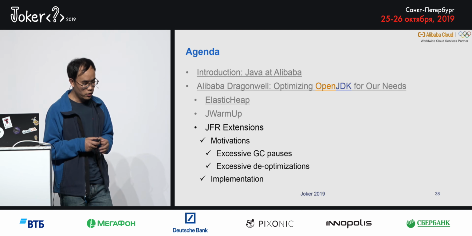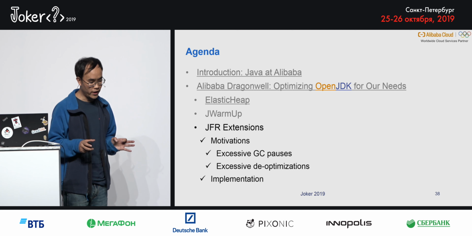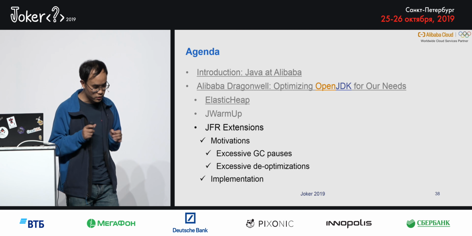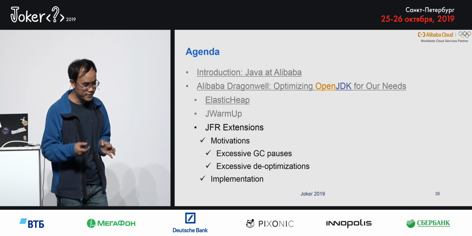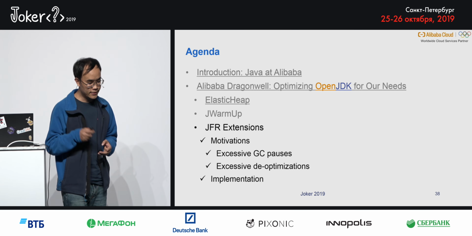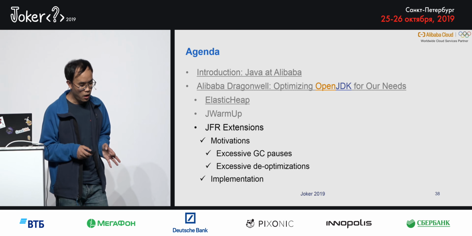How can we resolve excessive GC pause? How can we resolve the excessive de-optimization cost? This is our reason we want to extend JFR to do that. And then the second part is I just go through the implementation details, how we do that.